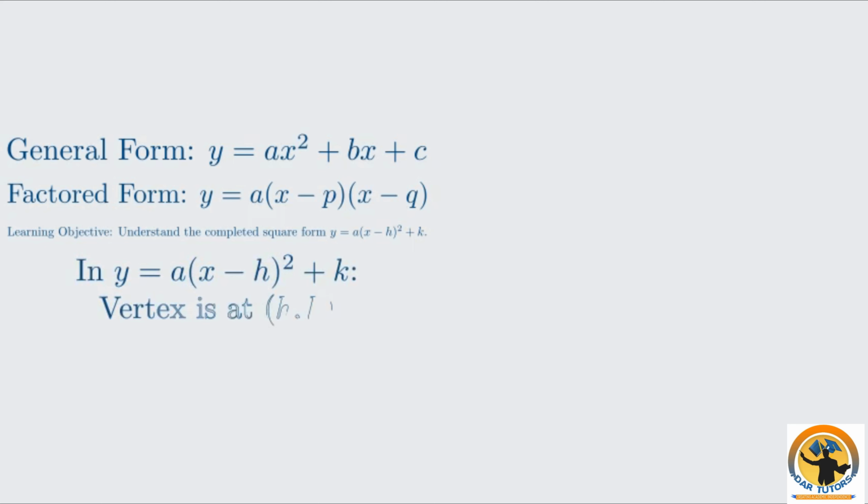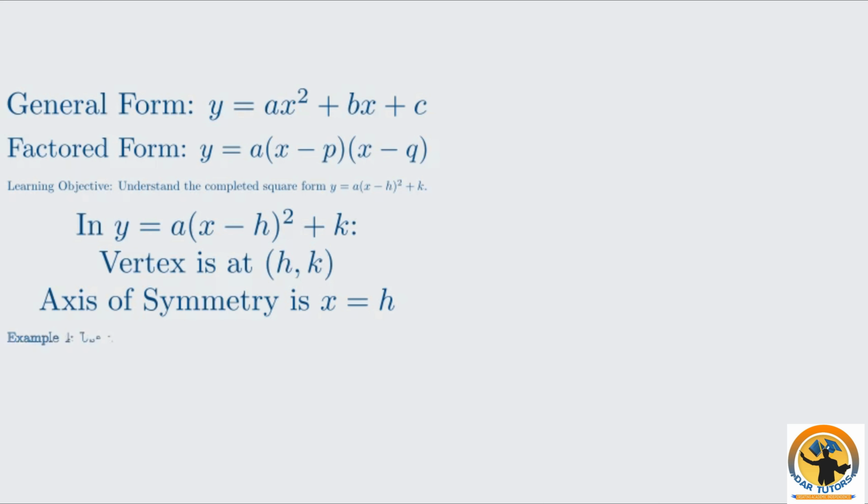Be careful with the sign here. The x-coordinate of the vertex is positive h. The axis of symmetry is the vertical line x equals h. Let's apply this to an example. Sketch y equals -2 times the quantity x plus 1 squared plus 4. We will use the vertex, axis of symmetry, and y-intercept.